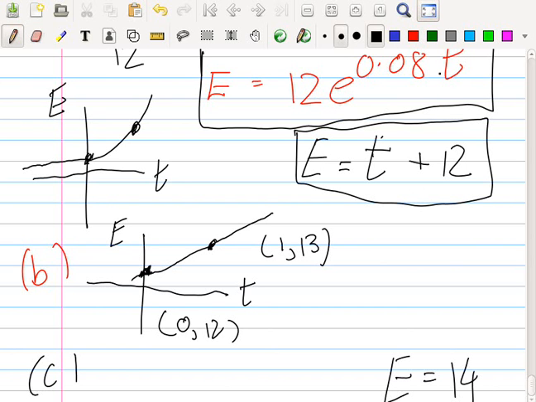But if I put T as 2 here, what do I get? 14.08 megawatts a day. So the difference between the two models' prediction is 0.08 megawatts.